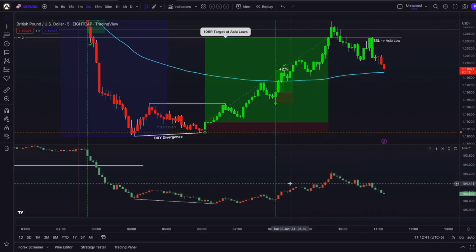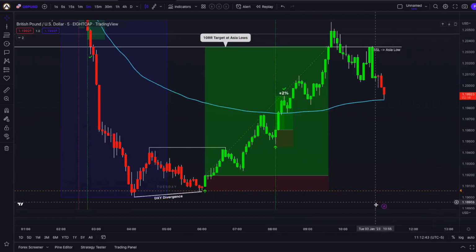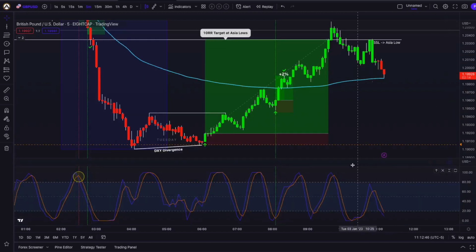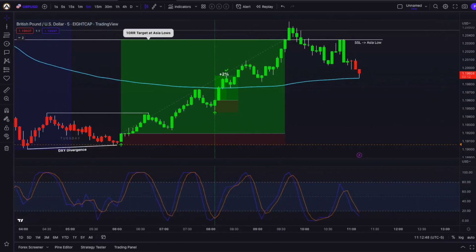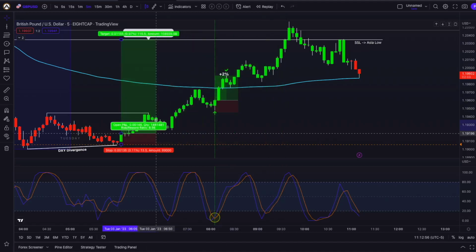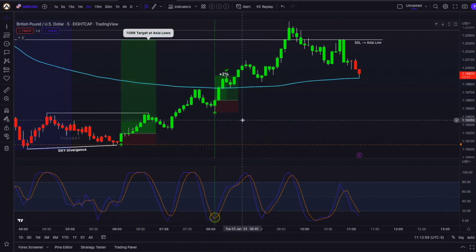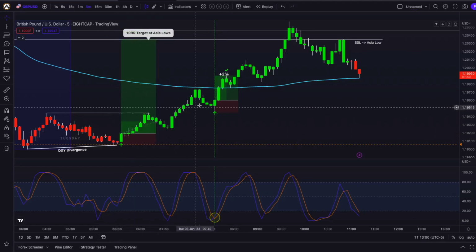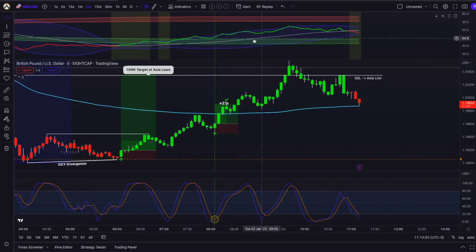Again, we got another beautiful entry with our stochastic RSI Scalper Pro strategy right here. We had our bullish crossover of the stochastic RSI with a beautiful bullish engulfing candle. The trend right here, let me actually make a little bit more room. The trend color did not change on the Scalper Pro.